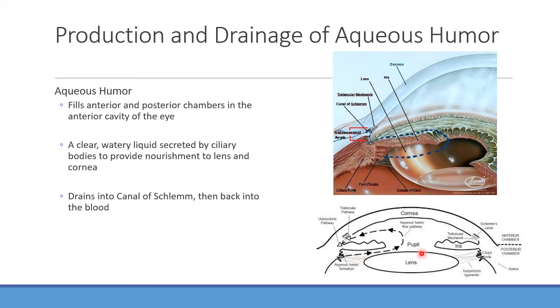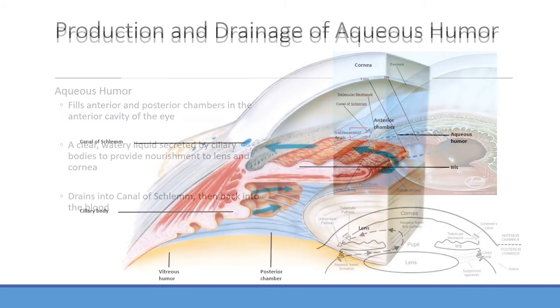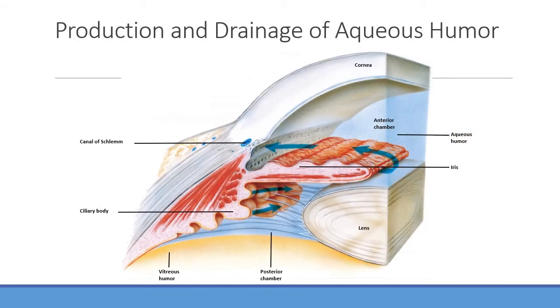Anyway, that's the typical flow here. It's going to be traveling out into the anterior chamber here, and then going into the canal of Schlemm to then go back to the venous flow. Just another picture showing the same thing here.